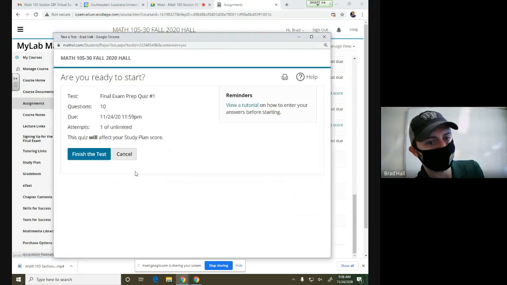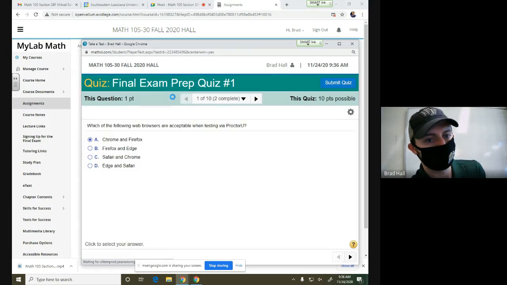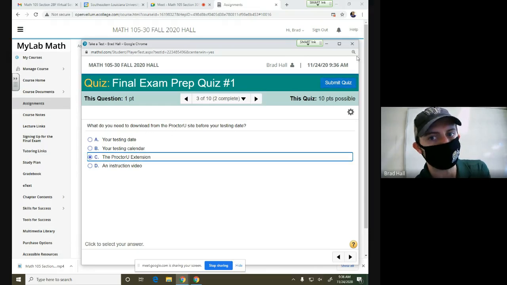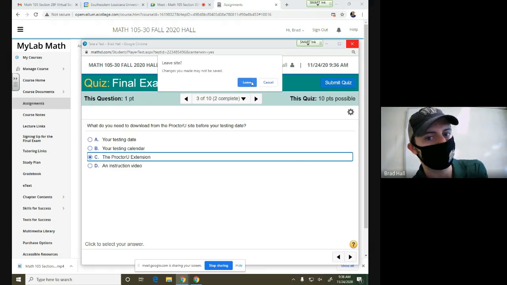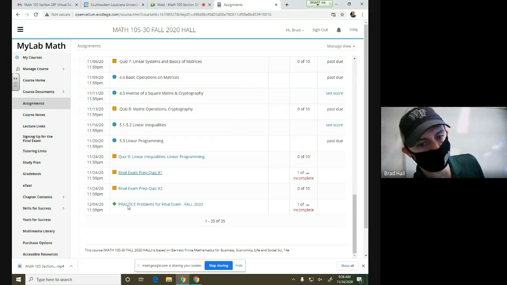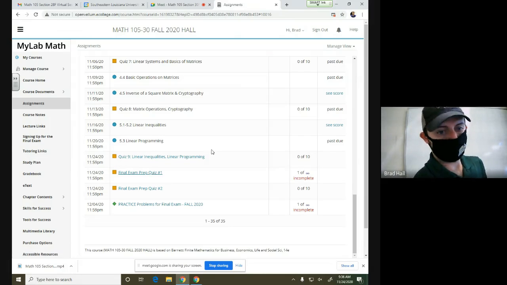But these are just, as you can see, problems that ask you about conditions of the test. Which of the following web browsers, Chrome and Firefox? It's something you can get through in no time. So you can knock that out in 5 minutes. It's just a quick point. So just do those so you can bump your quiz grade up if you need to.